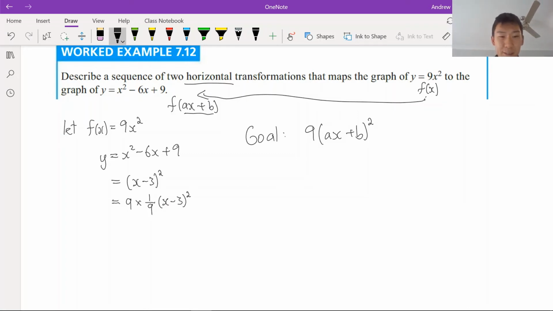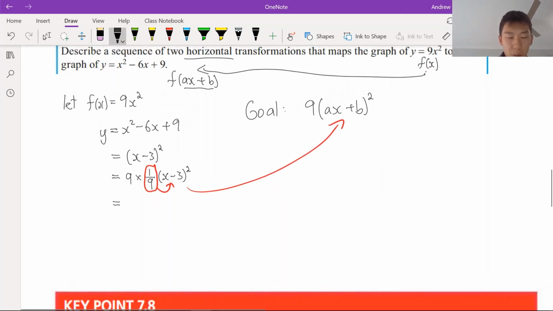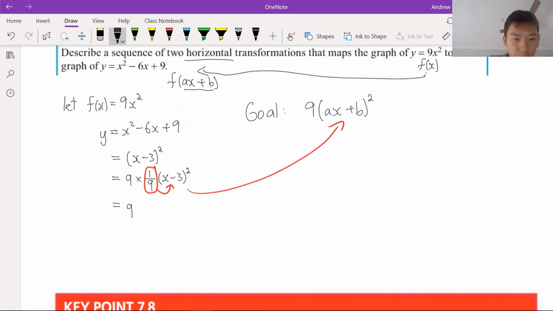That's pretty creative. And then how can we incorporate this? So basically, we've got our 9. Now the question is, what do we do with this thing? Well, we have to try to get it into the brackets, because then it'll give us this. The way we do that is by using the fact that 1/9 is the square of 1/3.